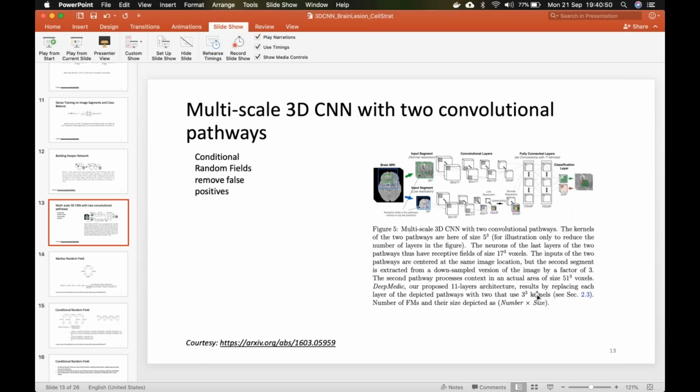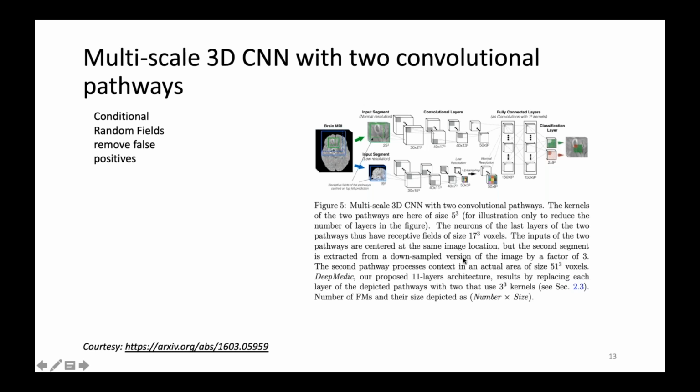So this 11 layer architecture results from replacing each layer in the pathways with 3 by 3 kernels. Since 5 by 5 kernels are very big, we use 3 by 3 by 3 kernels. So that will reduce the calculations.